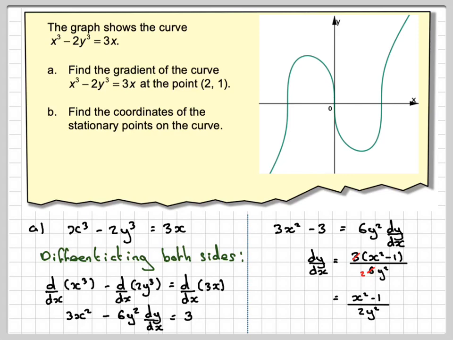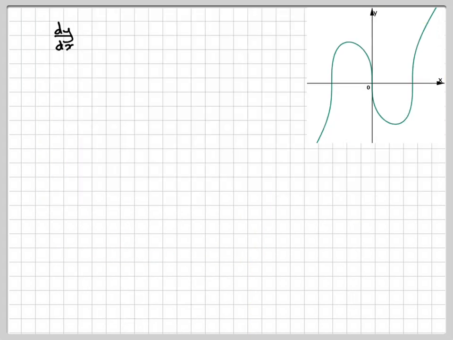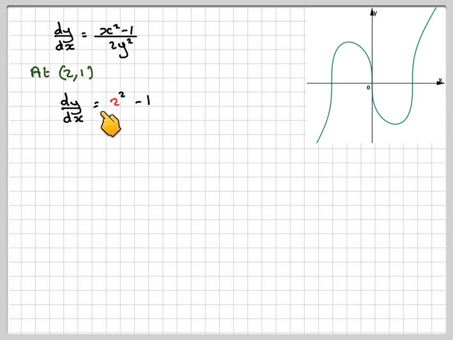We now need to find the gradient at the point (2, 1), so we can put x is 2 and y is 1 into this. So at the point (2, 1), we're going to have dy/dx is (2 squared minus 1) over (2 times 1 squared). So that gives me 4 minus 1, which is 3, and then 2 times 1 squared, which is 2. So the gradient will be 3 over 2. That's going to be somewhere over here.